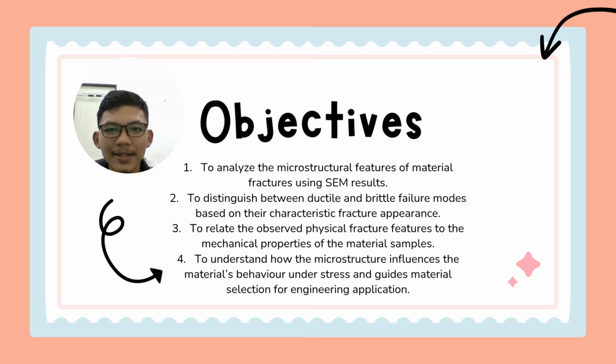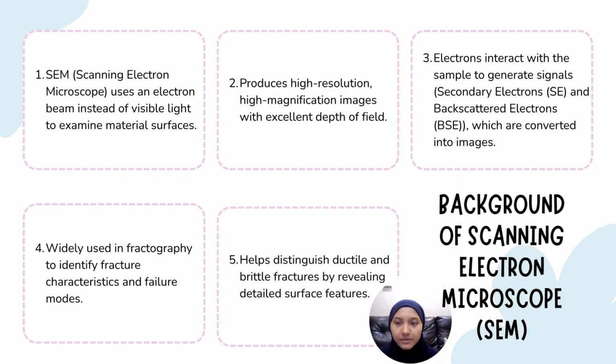Objectives: to analyze the microstructural features of material fractures using SEM results, to distinguish between ductile and brittle failure modes based on their characteristic fracture appearance. Third, to relate the observed physical fracture features to the mechanical properties of the material samples. And last but not least, to understand how the microstructure influences the material behavior under stress and guides material selection for engineering application. Background of Scanning Electron Microscope SEM.